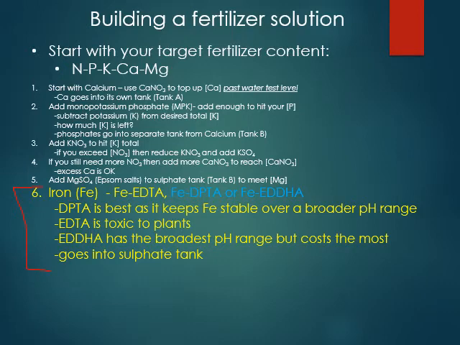And this is just reminding you of some of the subtleties between the different chelating agents. DTPA has the broadest pH range. It's also the most expensive. Actually, no, EDDHA costs the most, but DTPA is pretty good. So you'll see that one a lot.